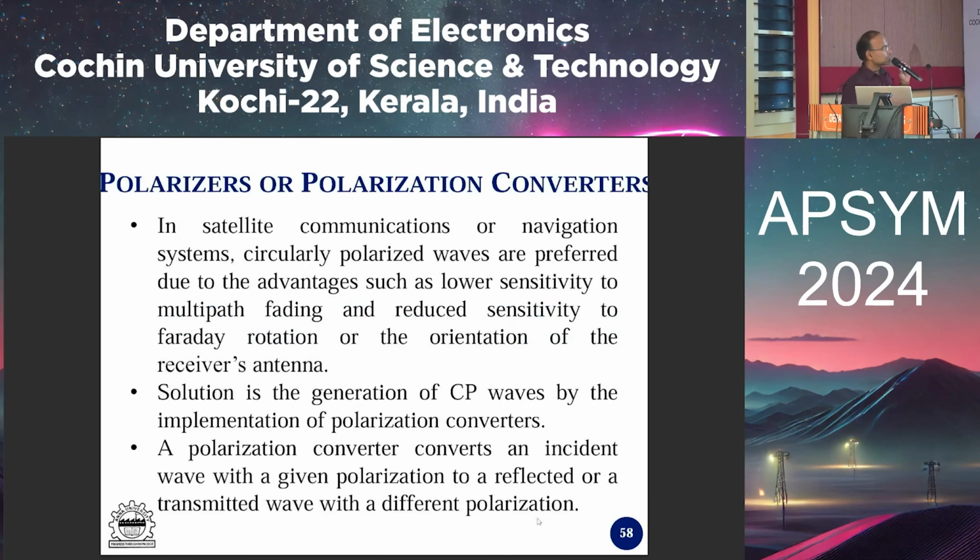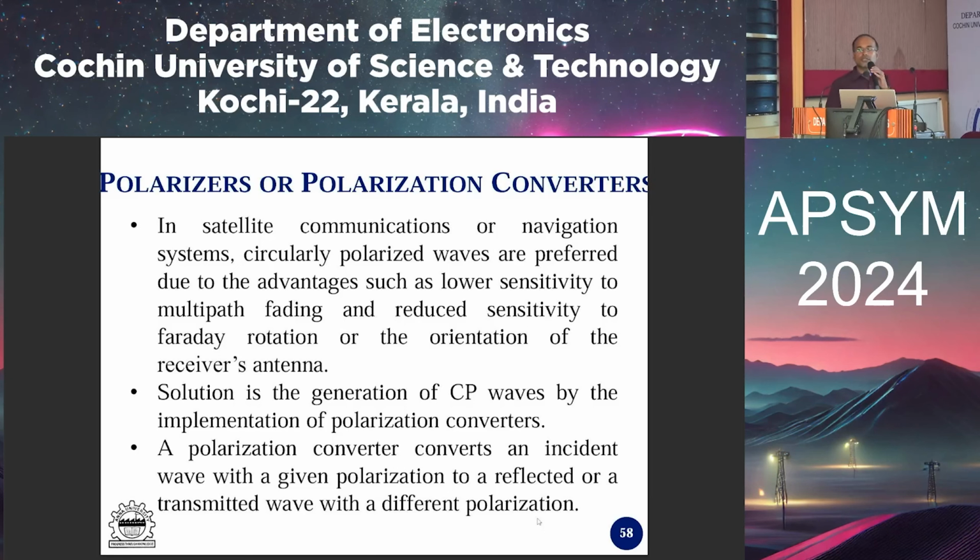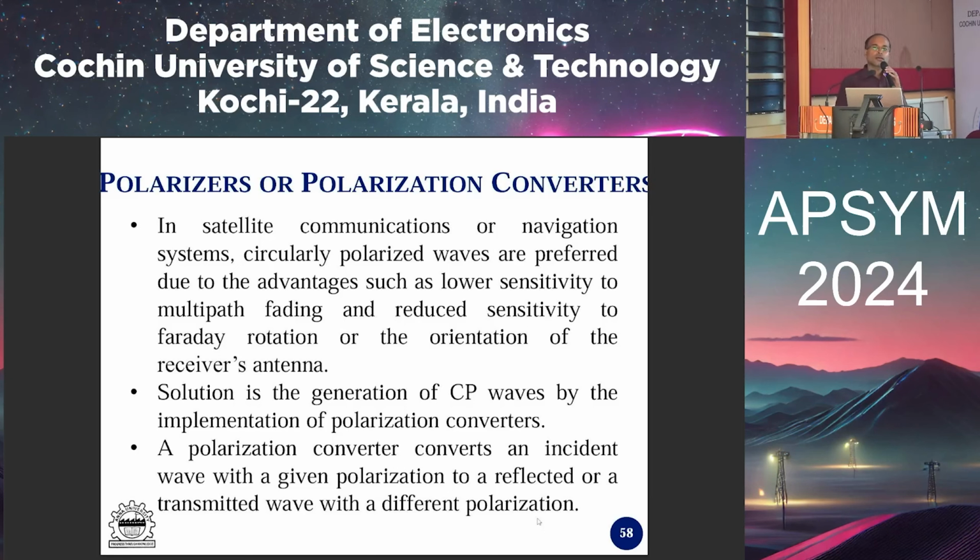Next, polarizer or polarization converter. So in satellite communication we want proper reception of the signal, and that is possible only if we receive the signal without any fading, or any change in the orientation of the polarization of the received signal, okay, the electric field. This happens because of 2 to 3 reasons. One may be lower sensitivity to multipath fading, or reduced sensitivity to Faraday rotation, or it can be because of the rotation orientation of the receiver's antenna.